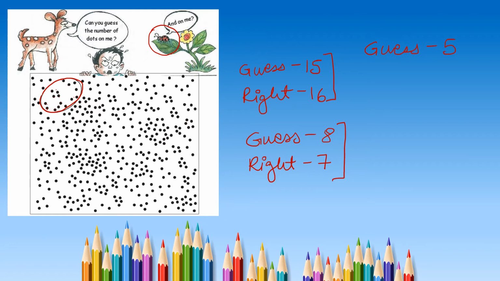Now let us verify the right one. I know it's a small picture, but just try to count. 1, 2, 3, 4, 5, 6. So there are 6 dots on this ladybug. Alright?